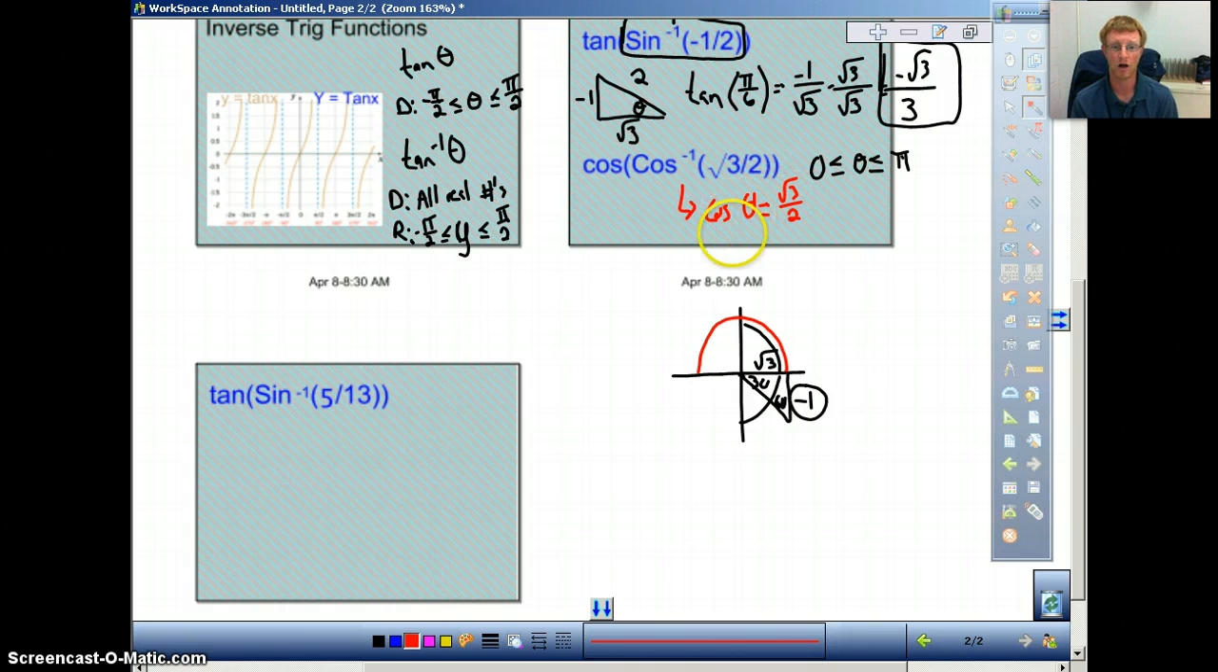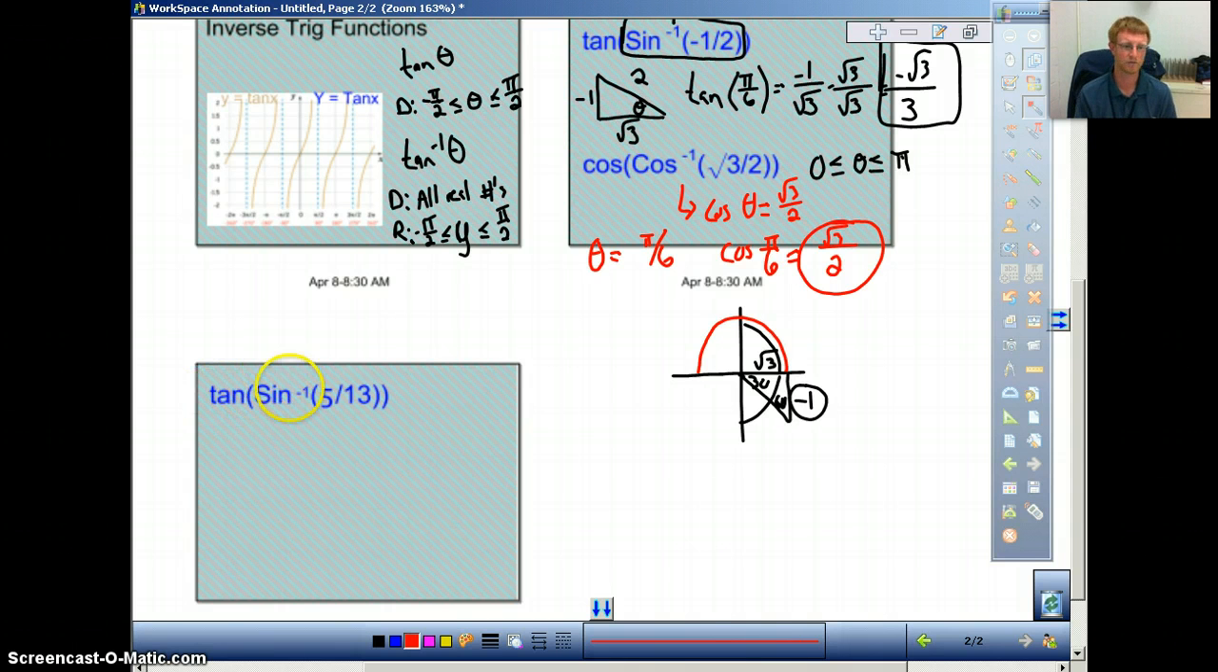cosine of pi over 6. That's what our theta would equal. Okay, so therefore we're doing cosine of pi over 6, which is exactly the same thing, which is what we just said. Square root of 3 over 2. Okay, this one is a little bit easier because they just cancel out. Okay, let's look at the tangent.